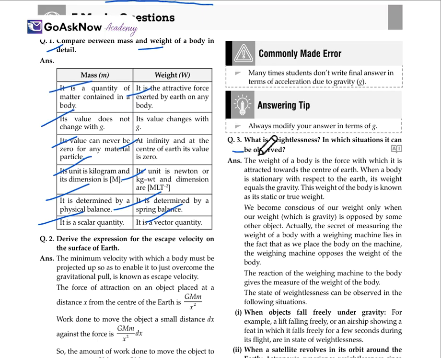What is weightlessness? In which situation can it be observed? So the weight of a body is the force with which it is attracted towards the center of the Earth. When the body is stationary with respect to the Earth, its weight is equal to the gravity.